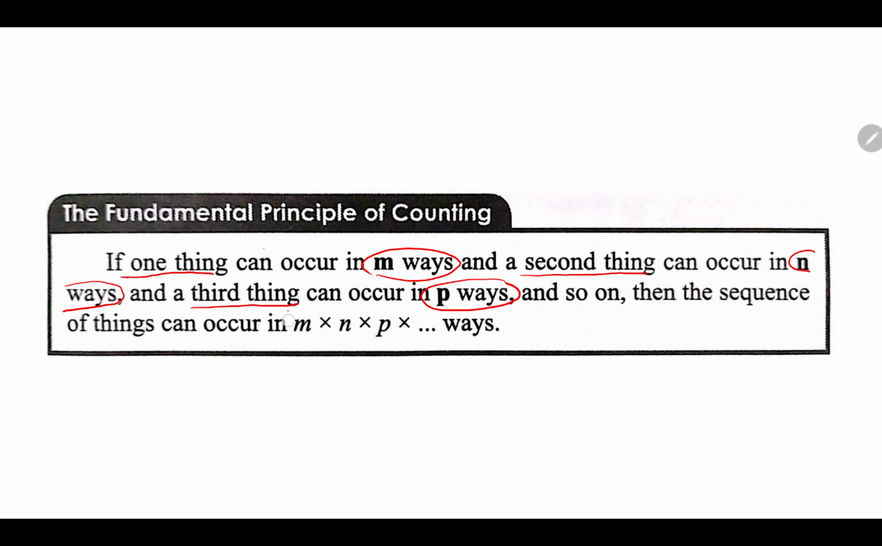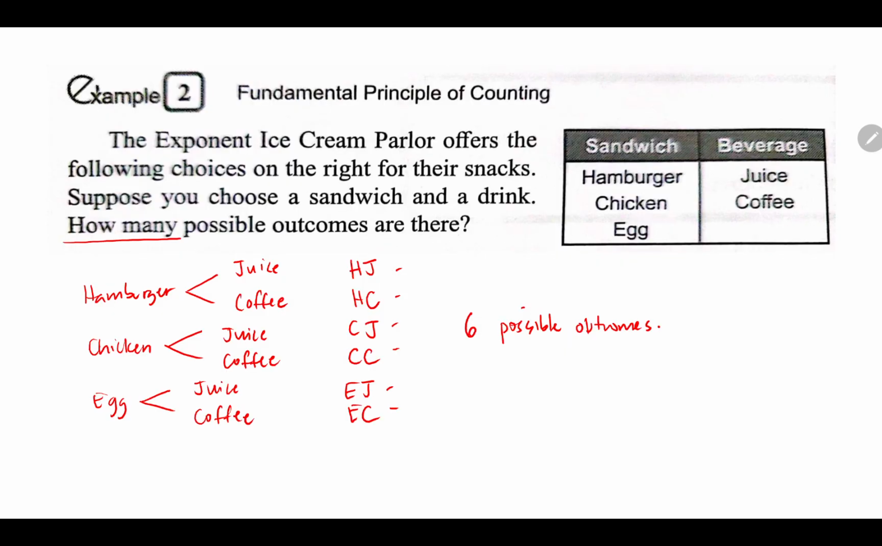So we just simply follow this pattern or sequence. We have m times n times p, and so on, ways. So for the sandwich, here we use the fundamental principle of counting. For the sandwich, we have 3 possibilities: hamburger, chicken, and egg. And for the beverage or the drinks, we have 2: the juice and coffee.